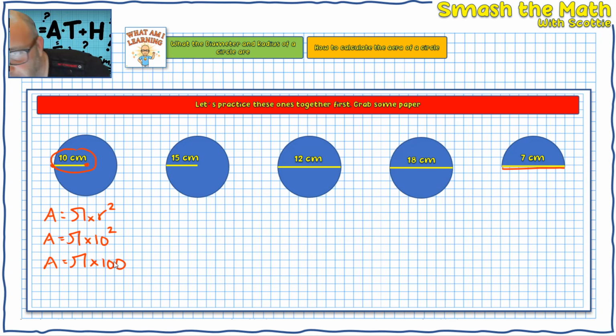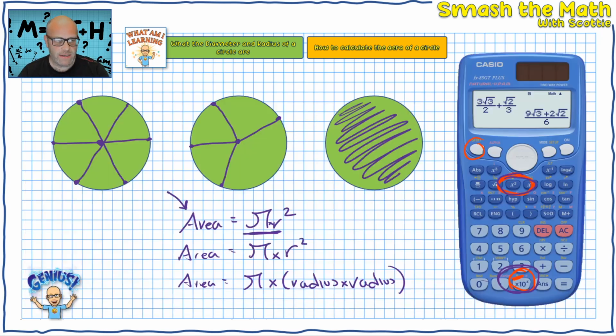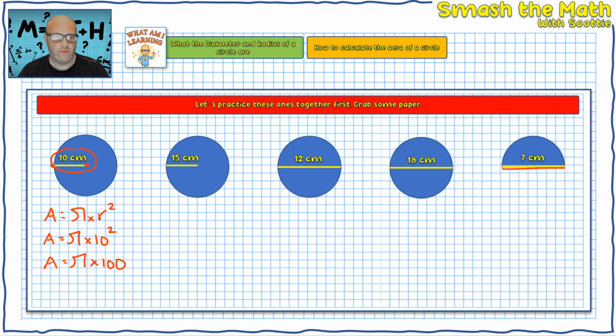And on my calculator, when I do that, it just gives me 100 pi, okay? Which I don't want. I want the actual decimal answer, I want the actual area. So I have to press the SD button on my calculator. If I go back here, you can see it. So the SD button on my calculator is here, okay? That gives me the decimal answer.